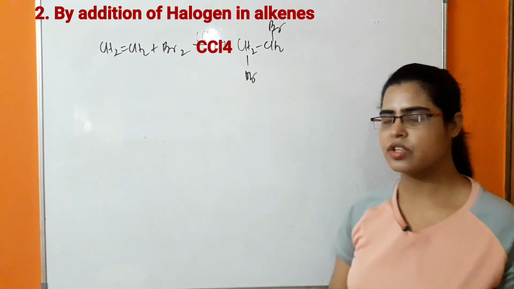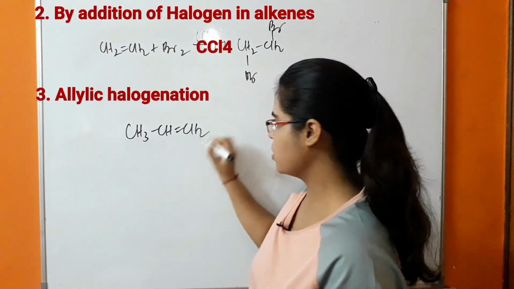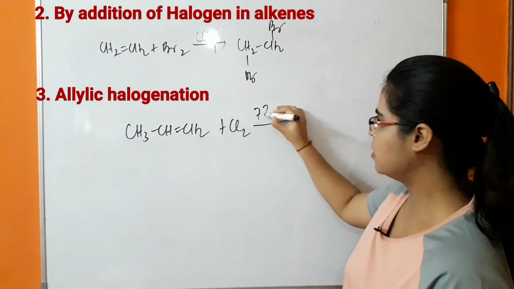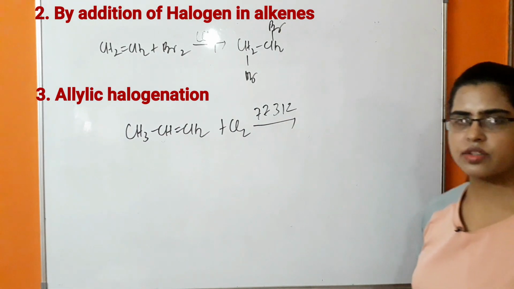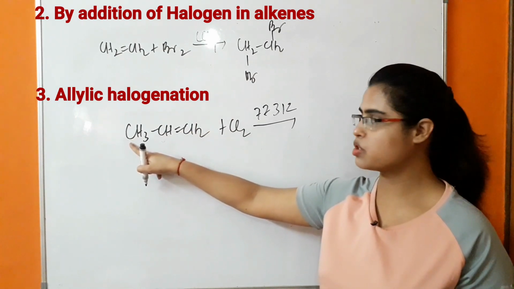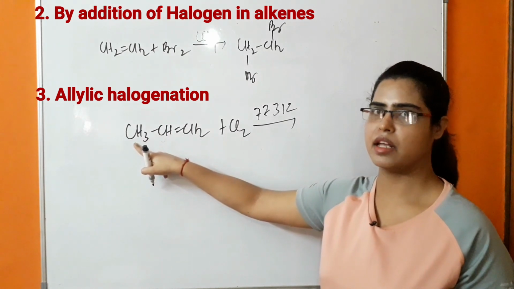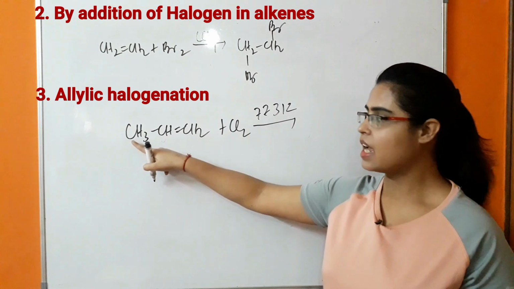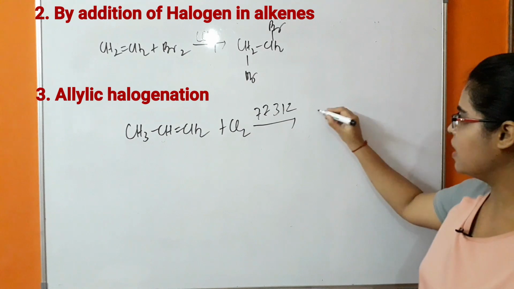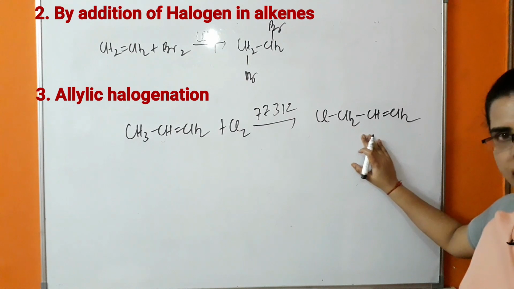Next is allylic halogenation. So what is happening in this case? Example, CH3CH2. In this case, the reaction takes place in the presence of halogen and the temperature of the reaction is 773 Kelvin. In this case, the halogen will be substituted on the carbon which is adjacent to the double bond. This carbon is the allylic carbon. So the hydrogen on the allylic carbon will be substituted by halogen. Because of that, there is formation of allyl chloride.